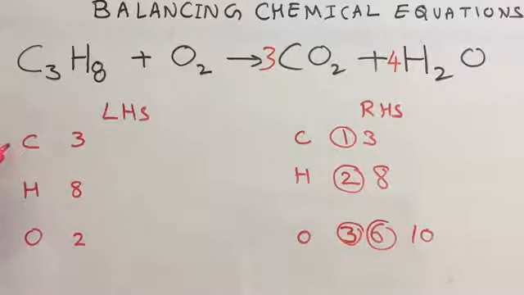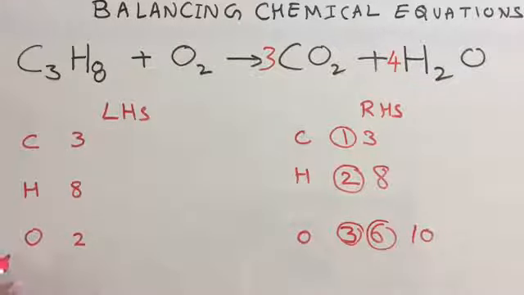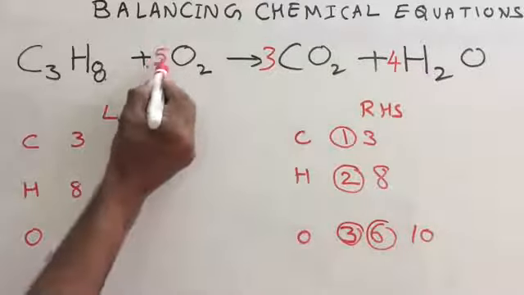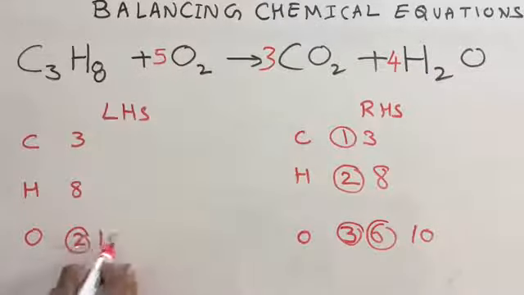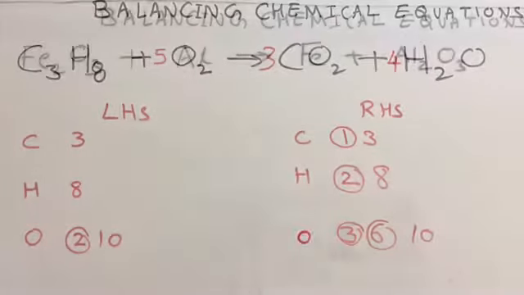Now compare. Carbon you have 3 on LHS, 3 on RHS, balanced. Hydrogen you have 8 on LHS, 8 on RHS, balanced. But oxygen you have 2 on LHS, 10 on RHS. So simply multiply with 5, 5 2s are 10. Thus you check here 3, 8, 10, 3, 8, 10. So your equation is balanced. One more equation.